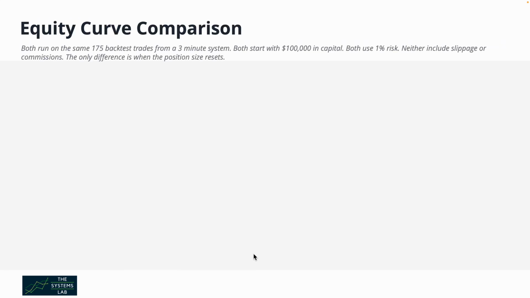So let's take a look at an equity curve comparison between these two methods. Now, both of these equity curves run on the same 175 backtest trades from the same 3-minute PRX configuration. Both start with a hypothetical 100,000 in capital. Both use 1% fixed risk position sizing. Neither include slippage or commissions. The only difference is when the position sizing resets, just like we talked about.